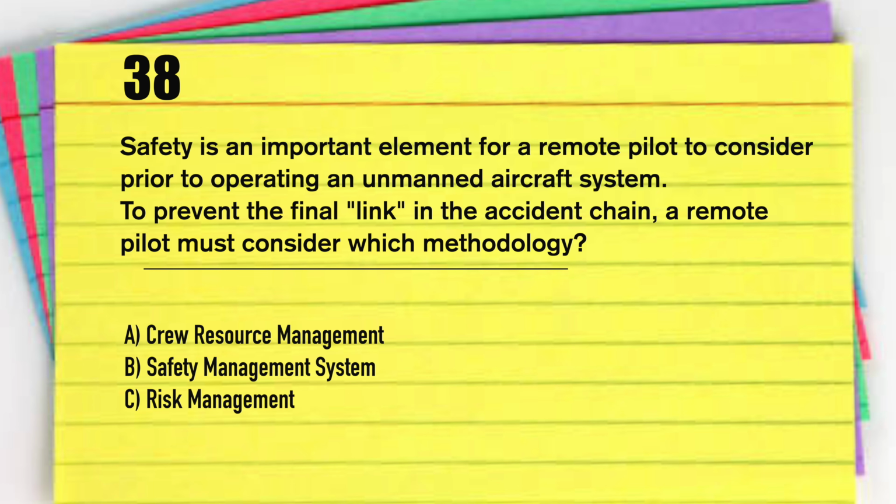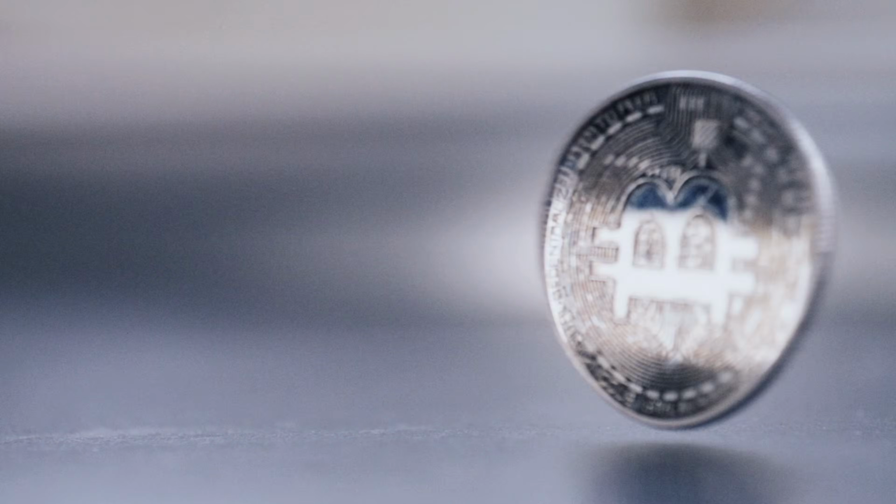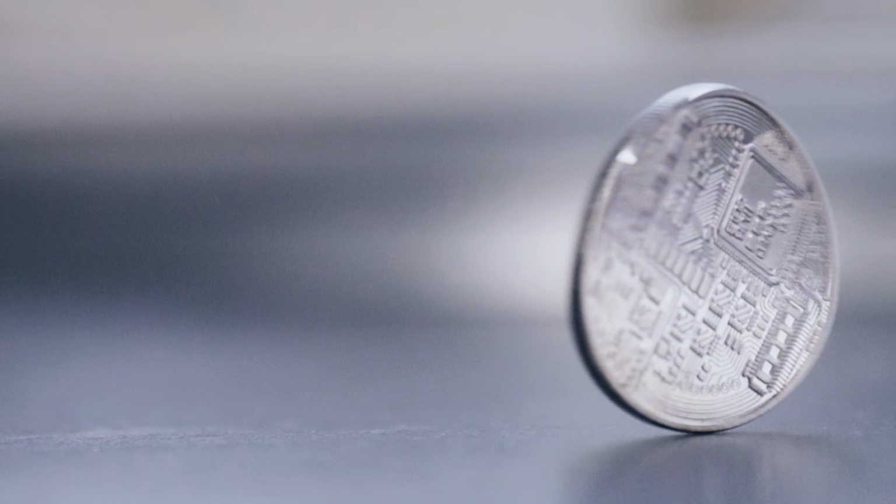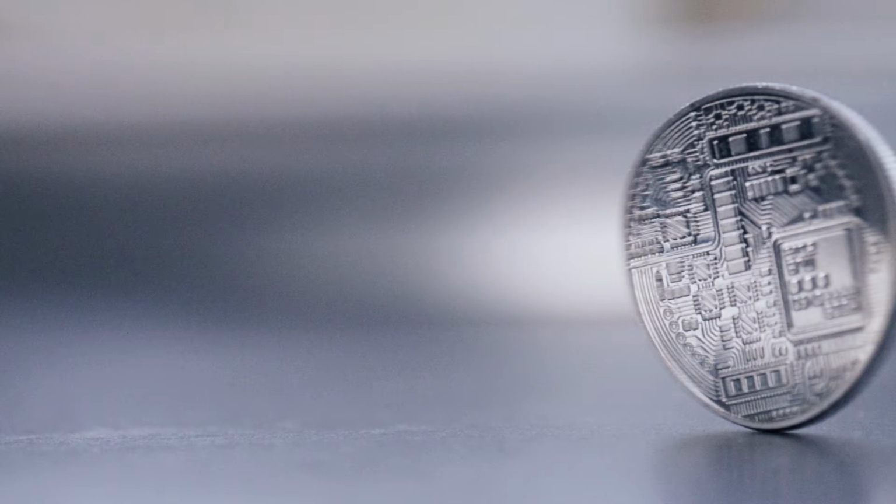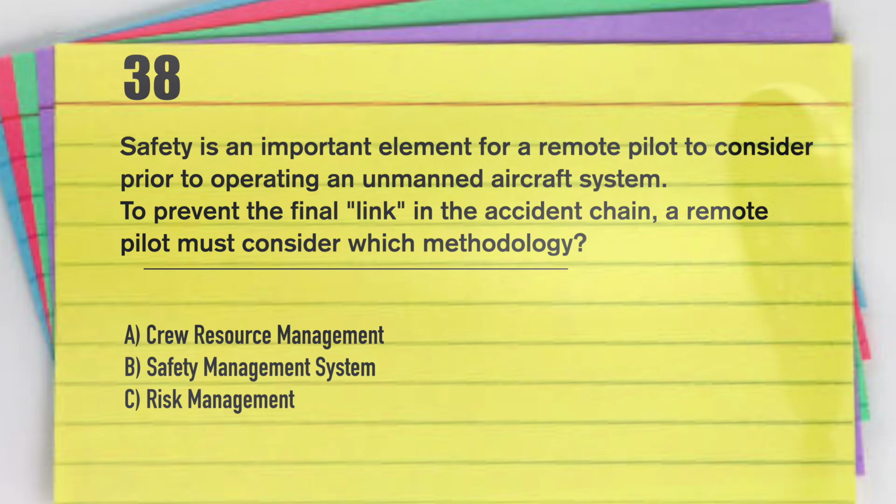Safety is an important element for a remote pilot to consider prior to operating an unmanned aircraft system. To prevent the final link in the accident chain, a remote pilot must consider which methodology? Is it A, crew resource management, B, safety management system, or C, risk management? Now, if you were to flip a coin right now, I bet you'd have a much better chance of getting that question correct than if you were trying to answer it yourself. So here's how I break down and differentiate for you.